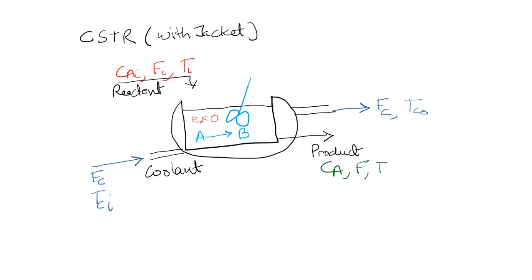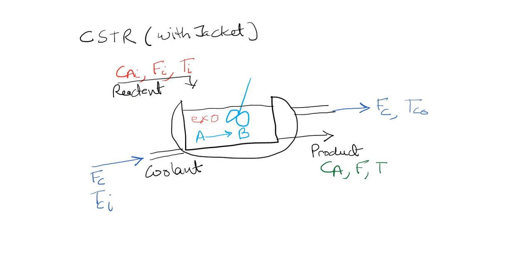Now the input stream to the CSTR is the reactant stream, which has an initial concentration CAI, input flow rate Fi, and input temperature Ti. The product stream has a concentration Ca, flow rate F and temperature T. The coolant has a flow rate Fc, which is the same at the outlet, and the inlet temperature of the coolant is Tci and the outlet temperature of the coolant is Tc0.